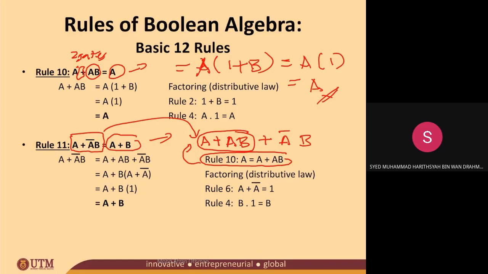And here, okay, then after that you can factor the A and factor the B. So A plus A bar, and then A plus A bar is equivalent to 1. So you get A plus B.